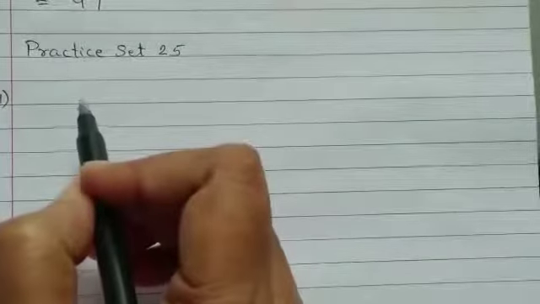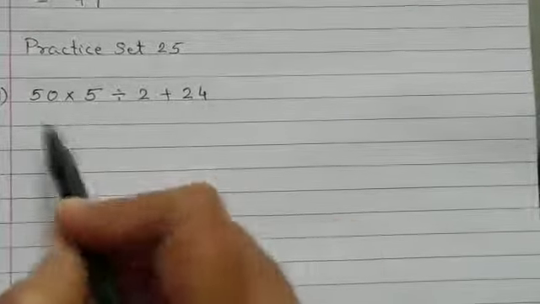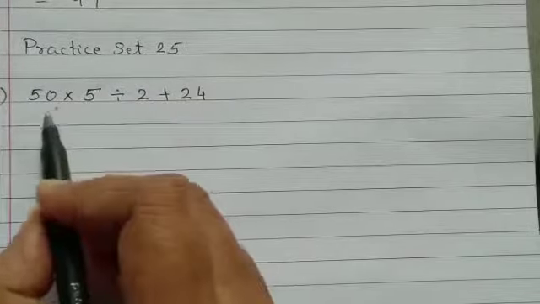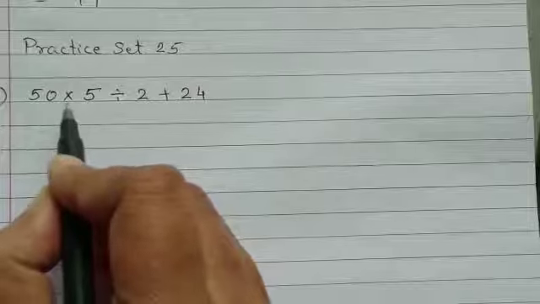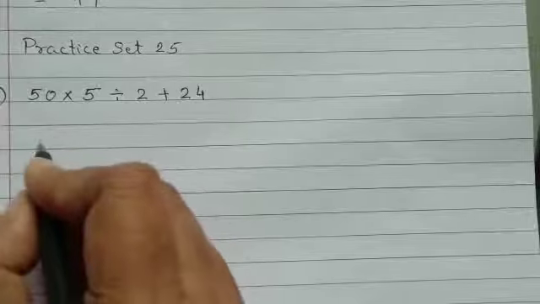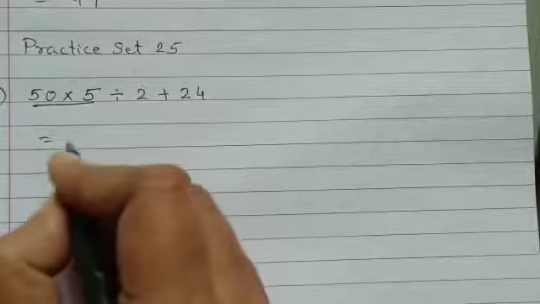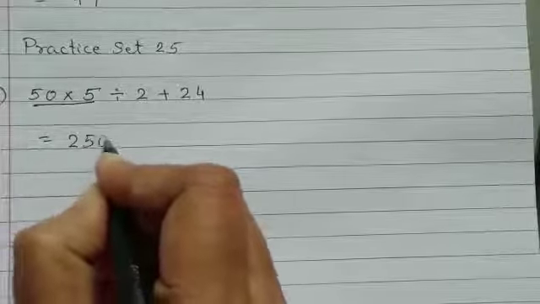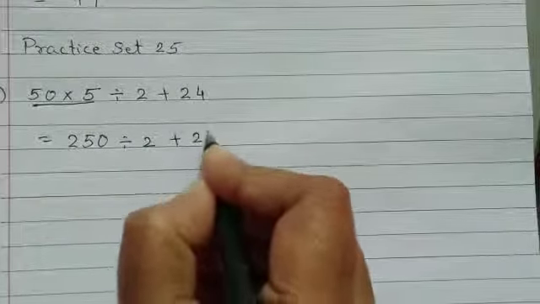Now let's try a question from practice set number 25. The question is simplify the following expression. The first question is 50 multiplied by 5 divided by 2 plus 24. There are no brackets in this case, so we can look for the first operation from the left side. The first operation is multiplication. So 50 multiplied by 5. So this is what we are going to do. So 50 multiplied by 5 is 250 divided by 2 plus 24.